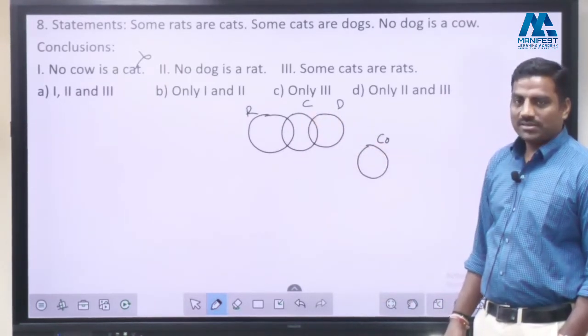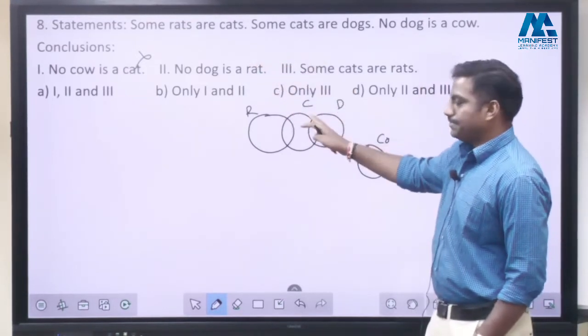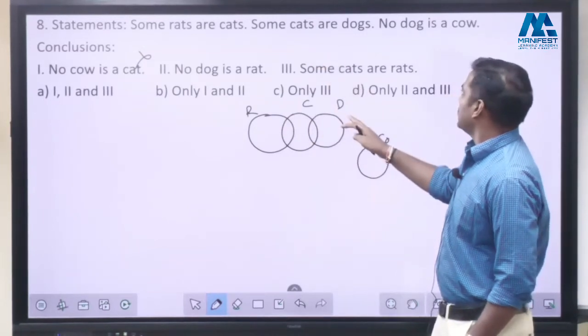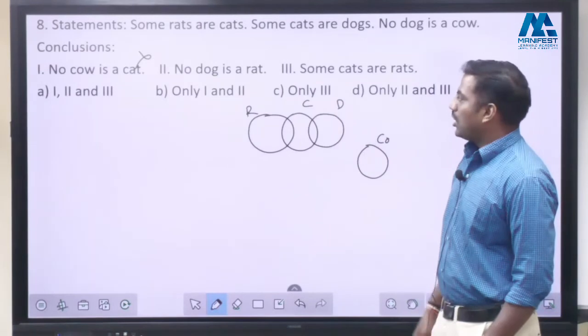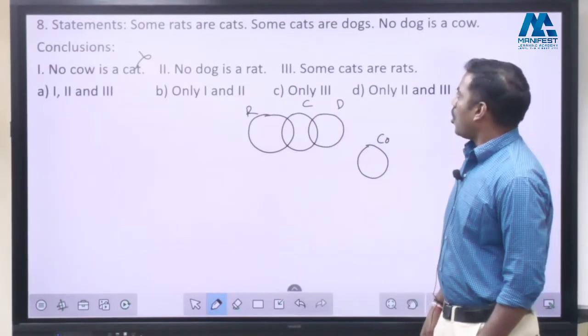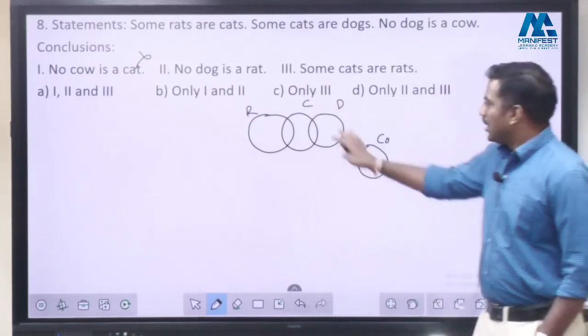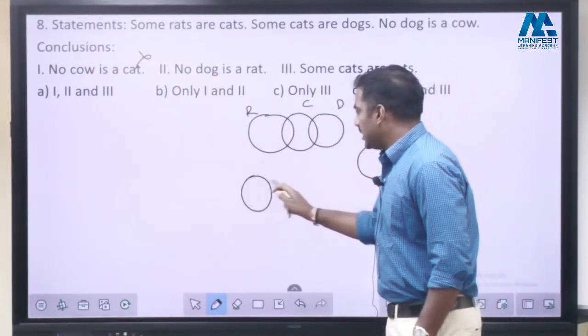Yes. Look at the statements. Some rats are cats. Some cats are dogs. And they are asking what? No dog is a rat. Think of only these three. Can't I write this diagram?